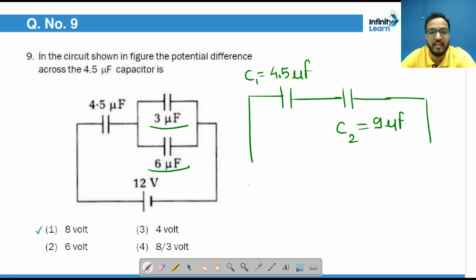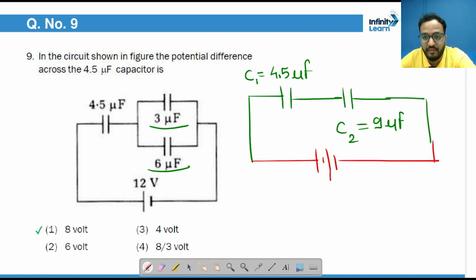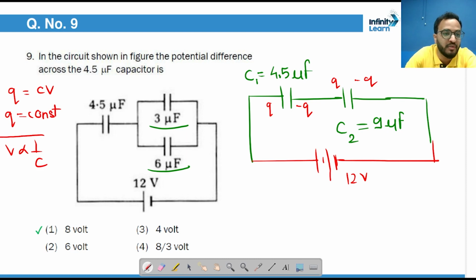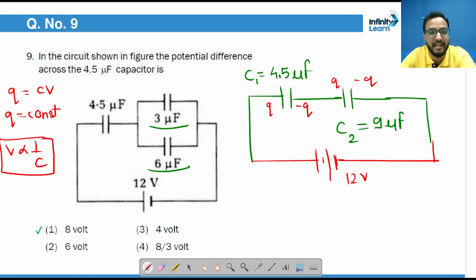What is that logic? We have a battery here, right? How much is it? 12 volts, suppose. Now, the charge on both these capacitors will be the same as they are in series. Now, you will say, sir, Q is equal to C into V, and if the charge is the same on both the capacitors, then the potential drop is inversely proportional to capacitance. Yes or no? Why? Because the charge on both the capacitors is the same.